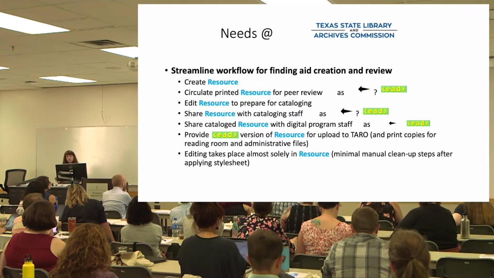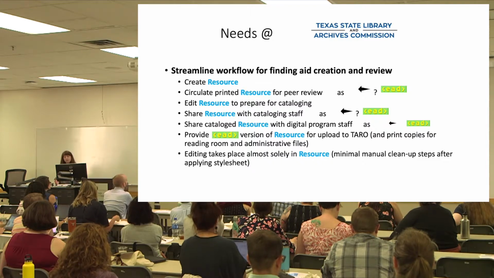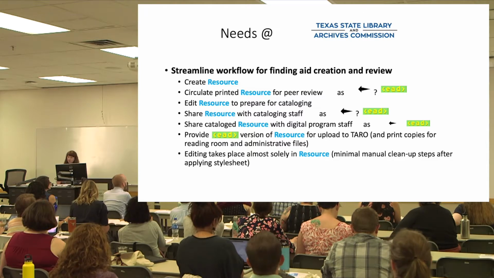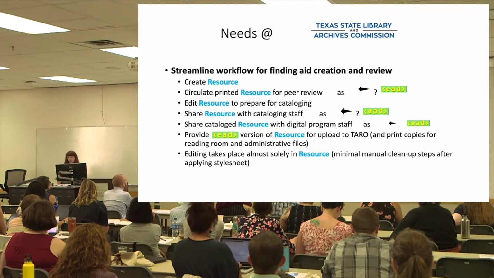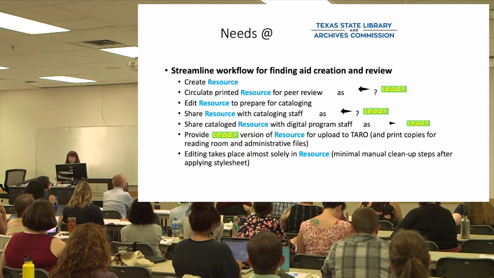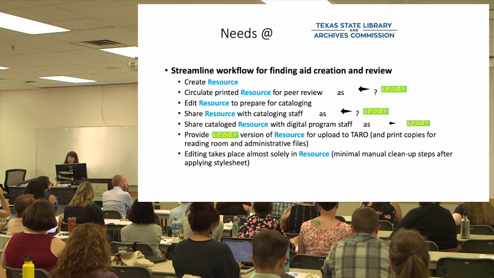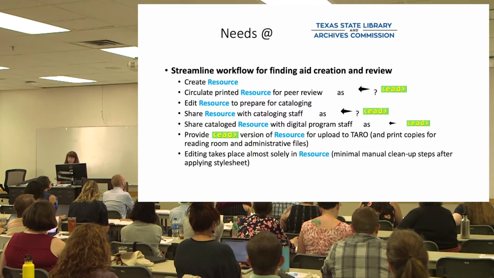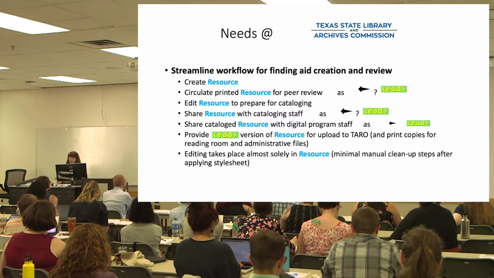So, we'd still be more comfortable using the EAD version for peer review, but we may decide to give up doing that. We may also rely on a MARC record exported from ASpace for cataloging purposes instead of the full EAD finding aid. We'll probably stick with sharing the EAD finding aid with our digital program staff, since the EAD inventory display is more streamlined. At every step, editing should happen only in the resource record, with only minimal manual cleanup steps needed after applying the style sheet that transforms the exported EAD into more BPG-compliant EAD.